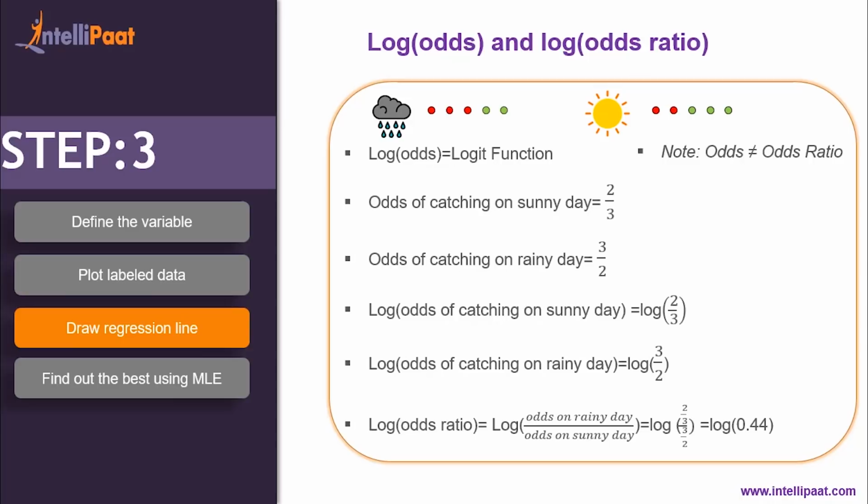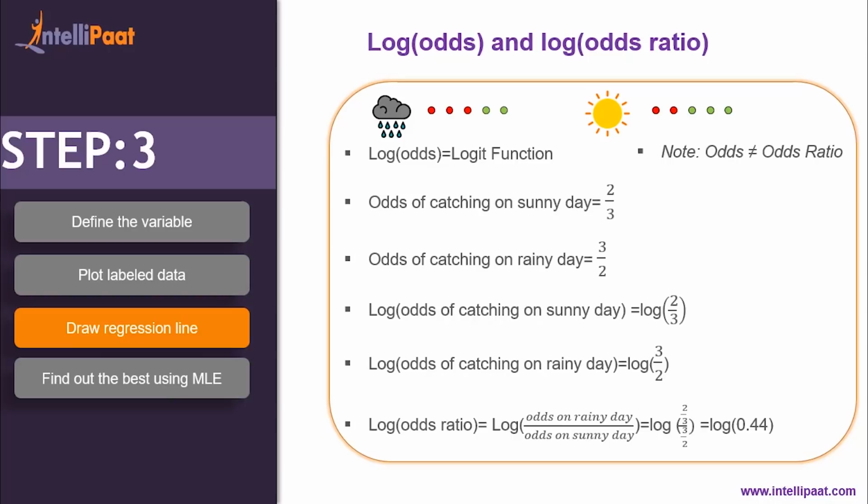Now the odds of catching fish on a sunny day is how much? It's 2 by 3, right? And the odds of catching on a rainy day is 3 by 2, right? He is successful 3 times on a rainy day and 2 times on a sunny day. So the odds for catching a fish on a sunny day is 2 by 3, that is, he's successful 2 times on a sunny day and he failed 3 times in a week. Similarly, the odds for catching fish on a rainy day is 3 by 2.